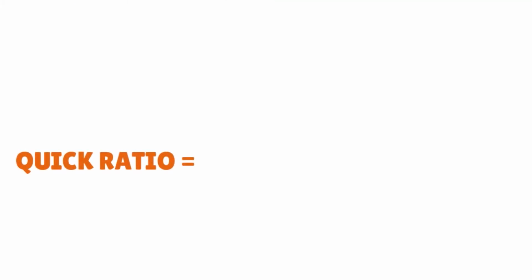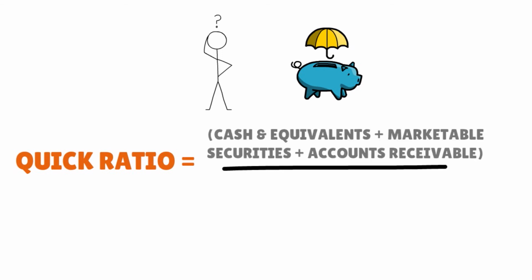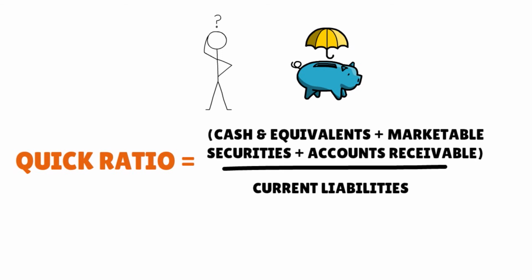The quick ratio. The quick ratio is different from the cash ratio. The quick ratio is also called the acid ratio. So with the quick ratio, the question you ask yourself is, do the company's current assets easily cover its current liabilities? So you have cash and cash equivalents plus marketable securities plus accounts receivable, divided by current liabilities.